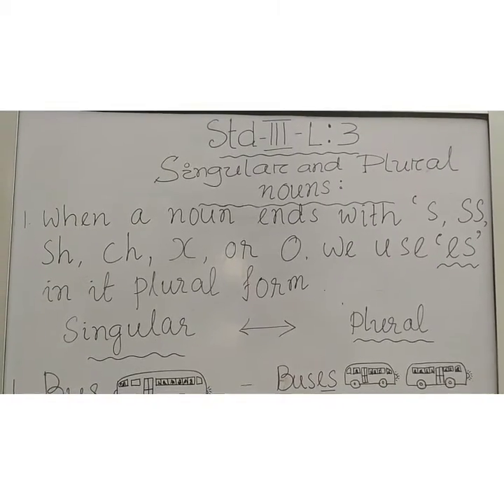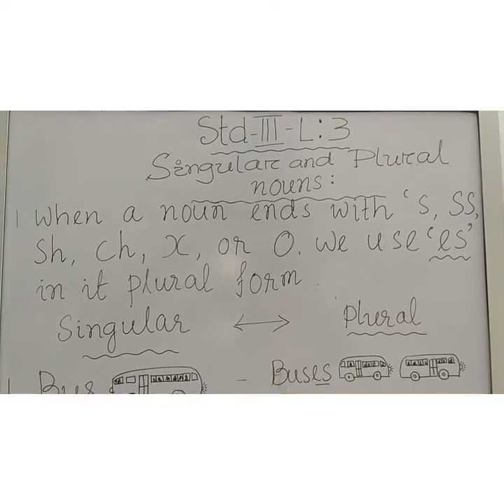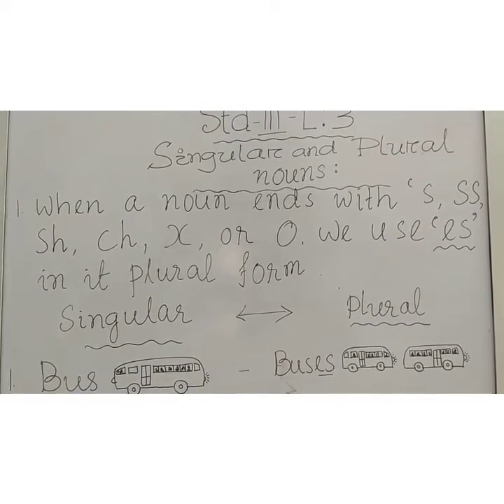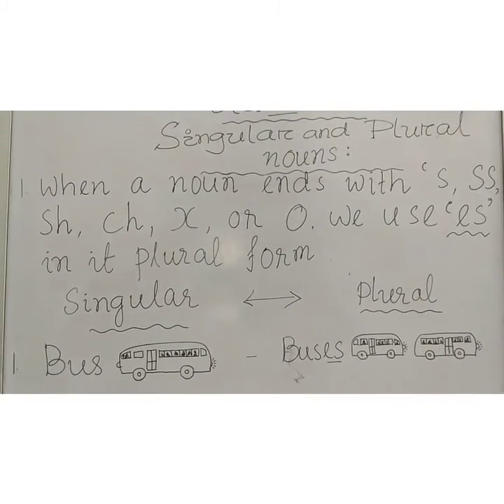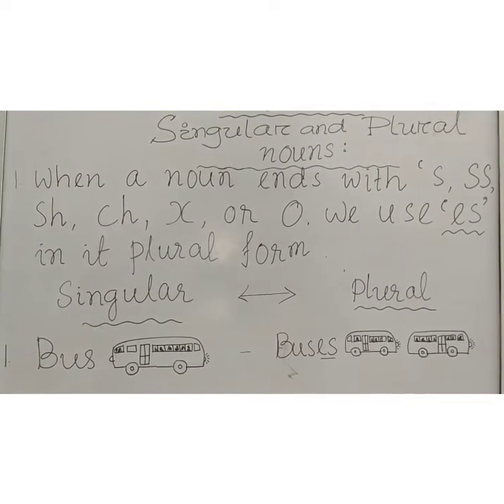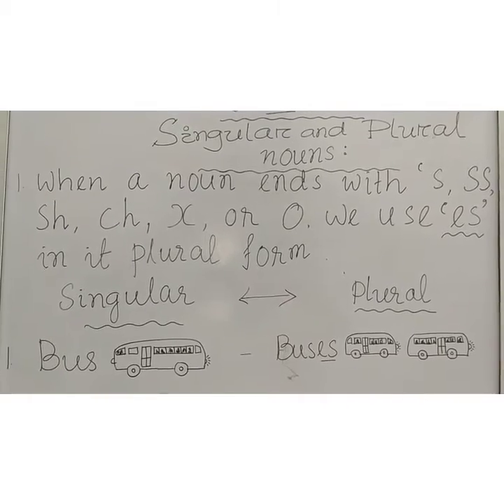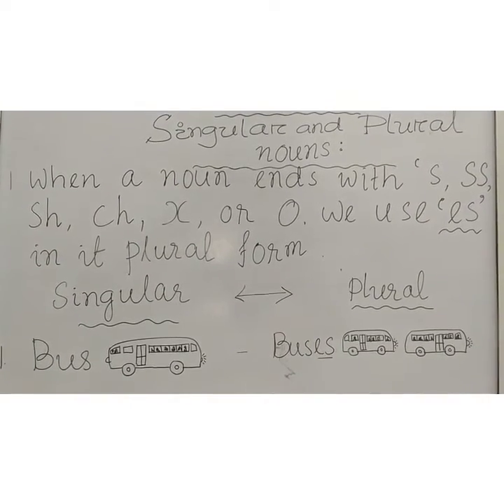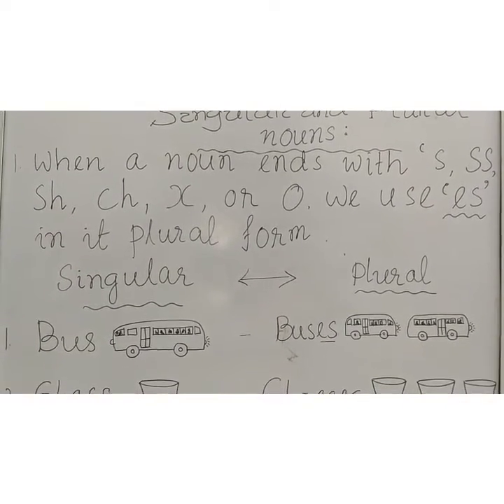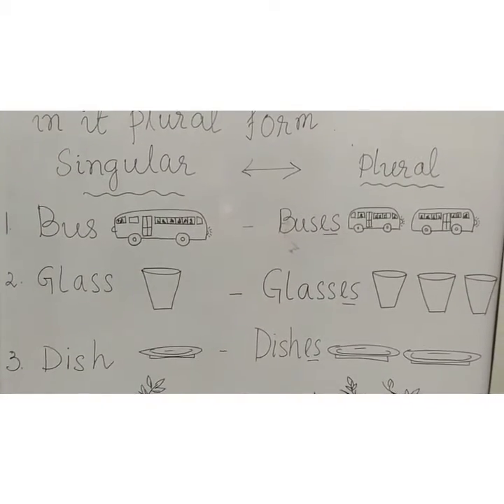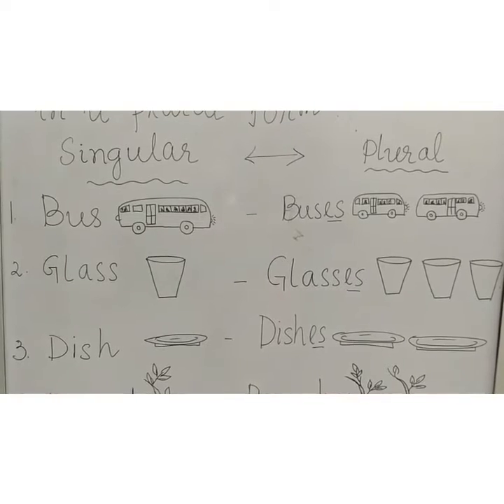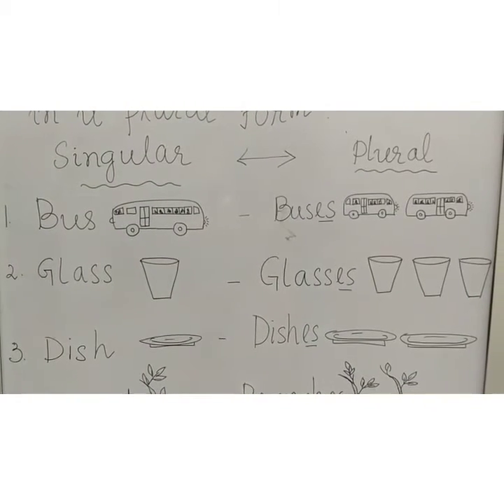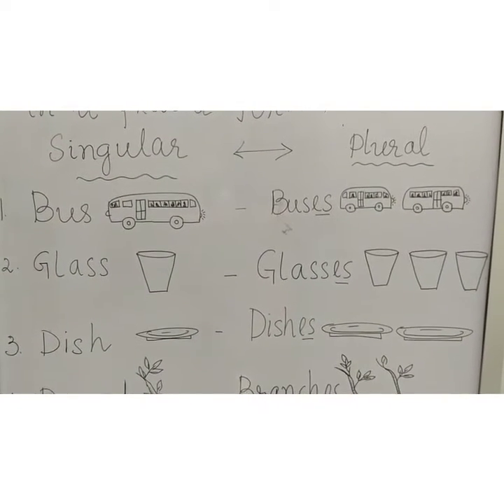Children, now we will know about the words where we use es in its plural form. When a noun ends with s, ss, sh, ch, x or o, we use es in its plural form. Here I have written singular and plural. Some singular nouns are there, along with the plural form of those nouns.